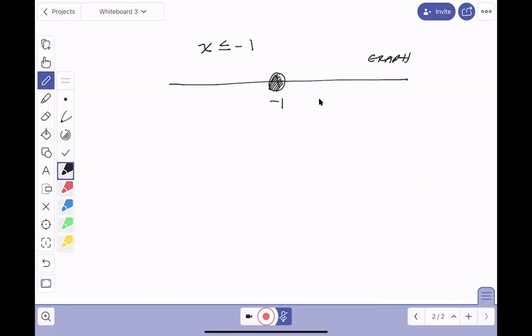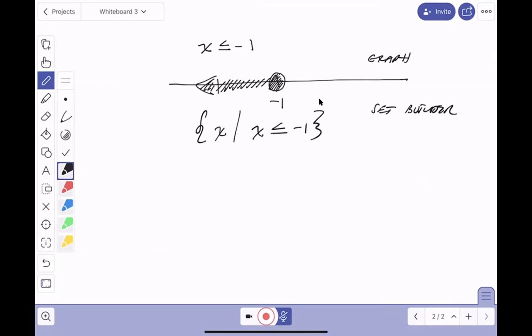Now, what else is it? X is less than that number. What does it mean? It's over here. All right, let's put set builder down. What do we put down? Squiggly brace, X, vertical bar. This is read as the set of X such that X is less than or equal to -1.